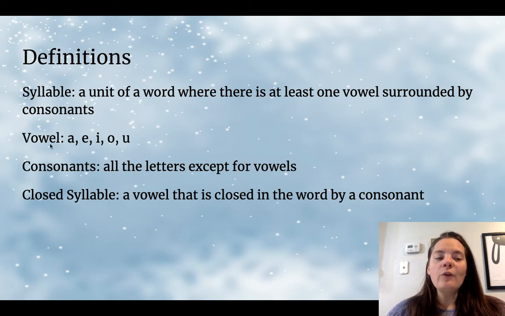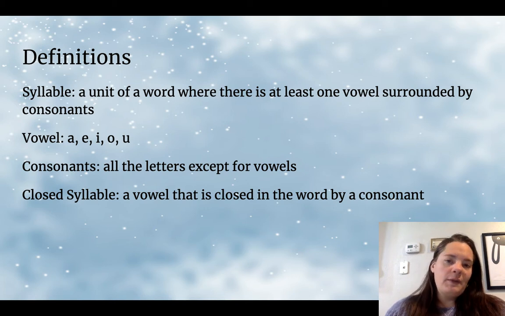So what is a vowel? Our vowels are the letters A, E, I, O, and U. And then our consonants are all the letters except for those vowels, so all the rest of the letters in the alphabet. So, what is a closed syllable? A closed syllable is where you have a vowel that is closed in the word by a consonant, and I'll show you what I mean by that.